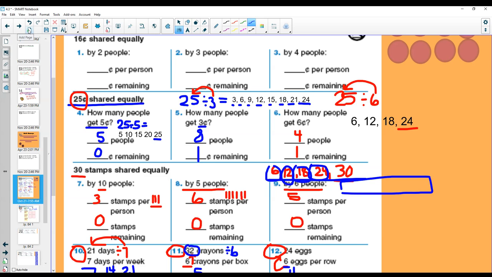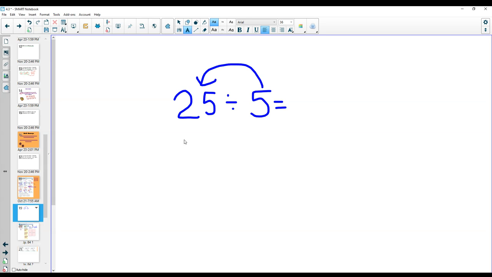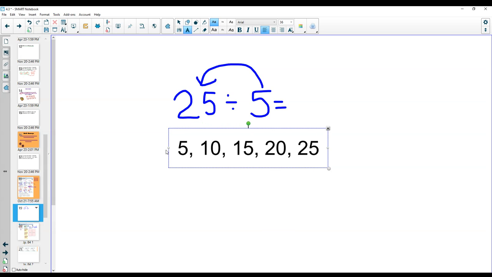And I want to show you that dividing and multiplying are also very, very similar. Because if we think and we have 25 divided by 5, if I know the answer, how many times do I have to count by 5s to get to 25? Well, let's do it. We get 5, 10, 15, 20, 25. That was 1, 2, 3, 4, 5.